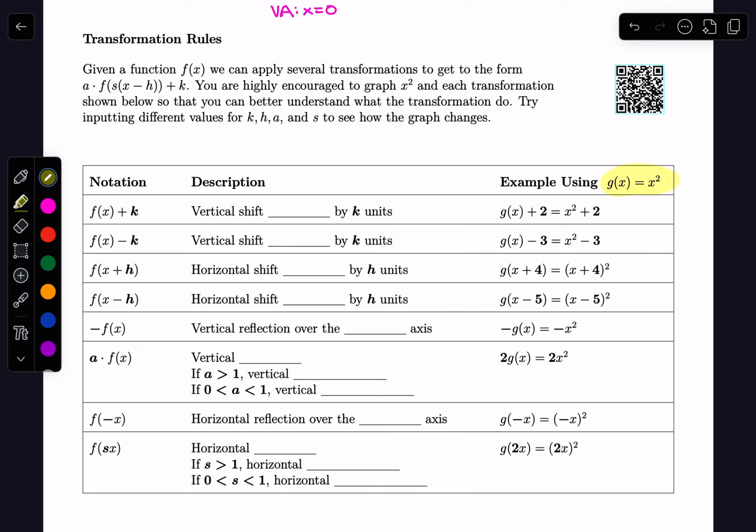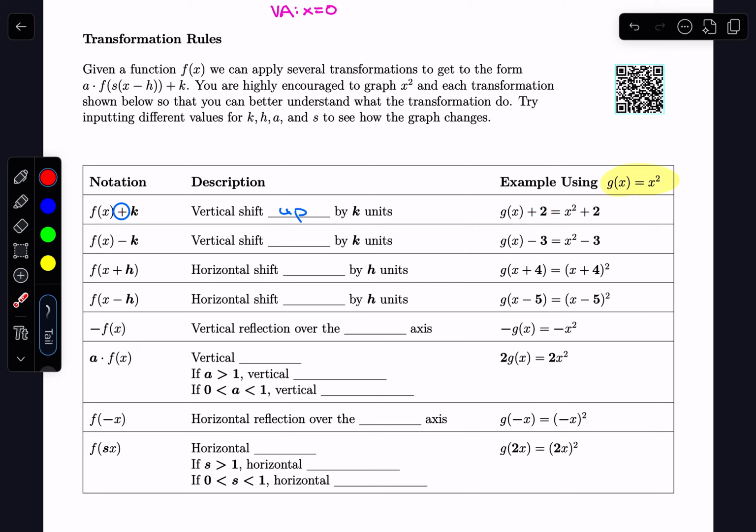First one, we have f of x plus k. So f of x is our function, and what we're doing is we're adding k to the function. So the question is, what does that plus k do? Well, because it's outside of the function and it's a plus, that plus is going to be a vertical shift up by k units. So for example, over there on the right side, if I take g of x and I add 2, that is going to move the graph up 2 units.